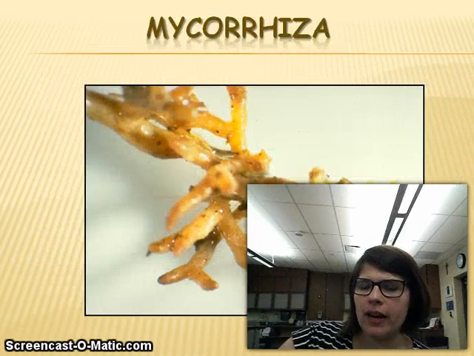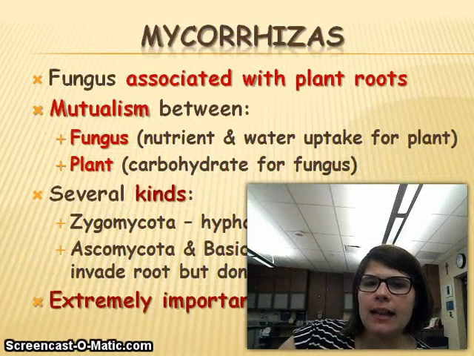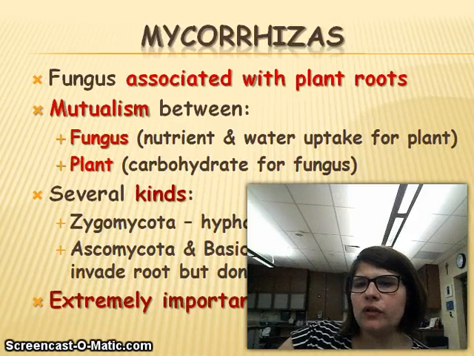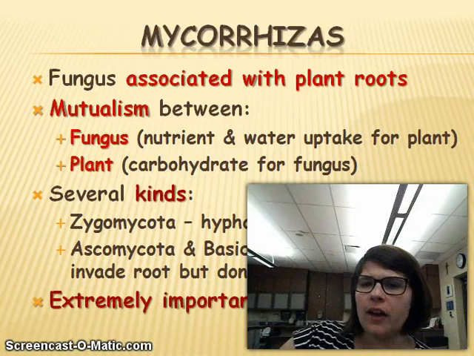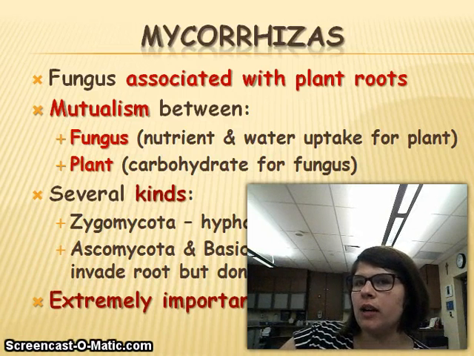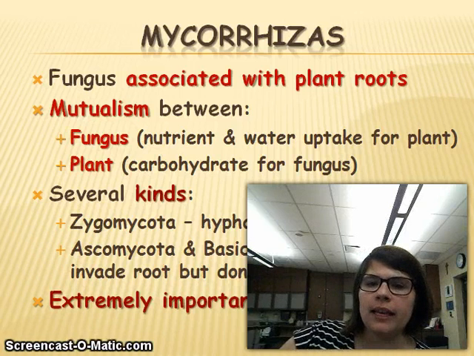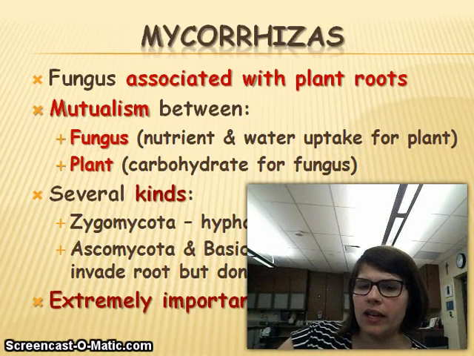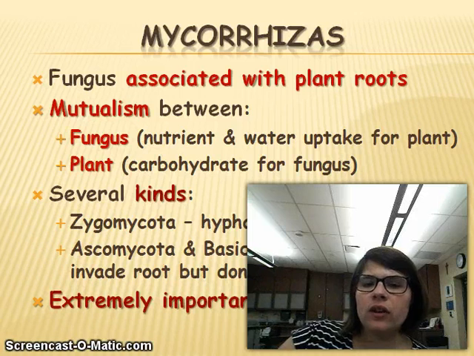So here's the mycorrhizae, and the mycorrhizae is a fungus associated with plant roots. It's a mutualism between a fungus and a plant. So the fungus provides nutrient and water uptake for the plant, whereas the plant provides carbohydrate for the fungus to live off of. There are several kinds.